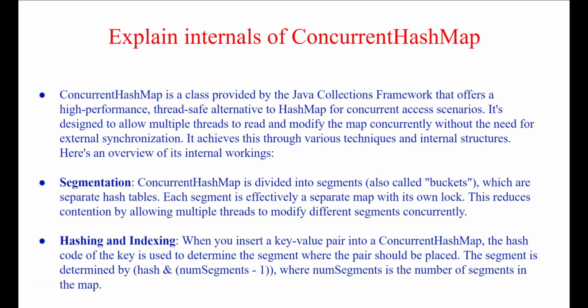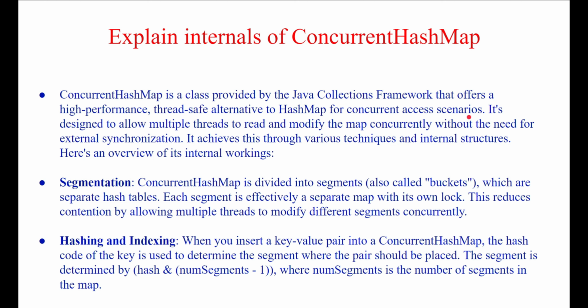Now third, explain the internal working of ConcurrentHashMap. So first of all, why ConcurrentHashMap? ConcurrentHashMap is a class provided by the Java Collection Framework which offers you a high performance, thread-safe alternative to HashMap for concurrent access scenarios.